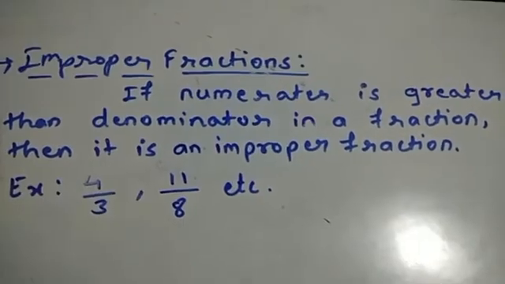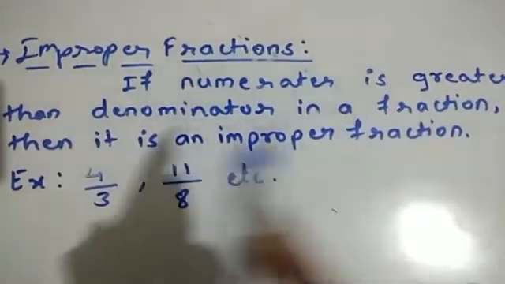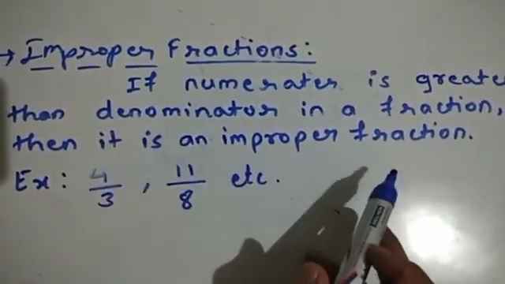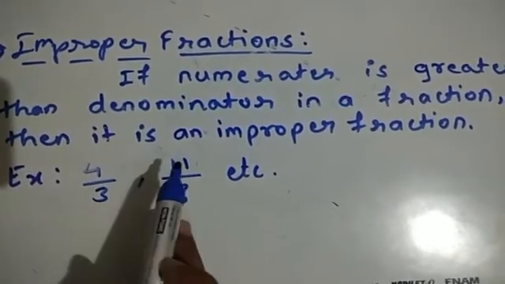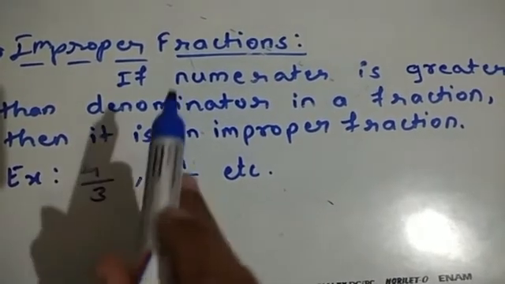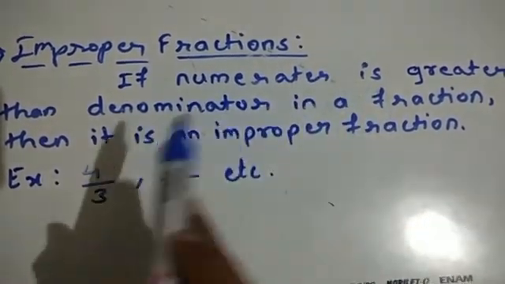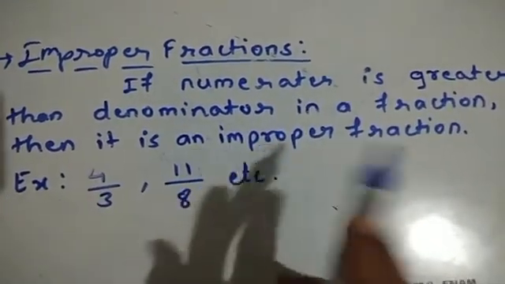And if the numerator is greater than the denominator in a fraction, then it is an improper fraction. Improper fraction means what? The numerator is greater than the denominator. See here in this example also, 11 is greater than 8. Therefore, improper fraction means, if the numerator is greater than the denominator in a fraction, then it is an improper fraction.